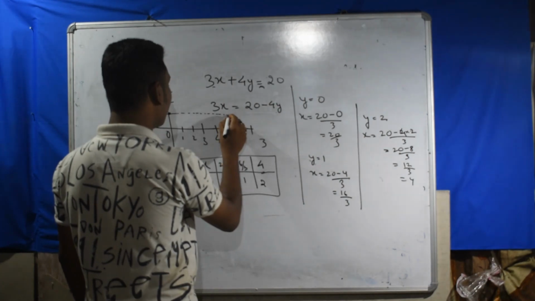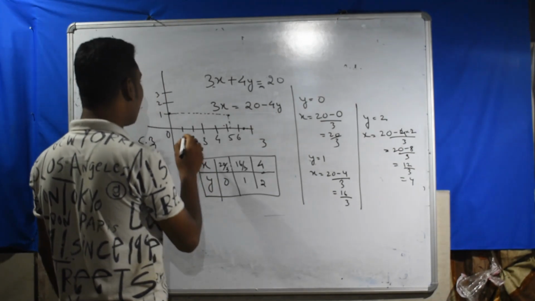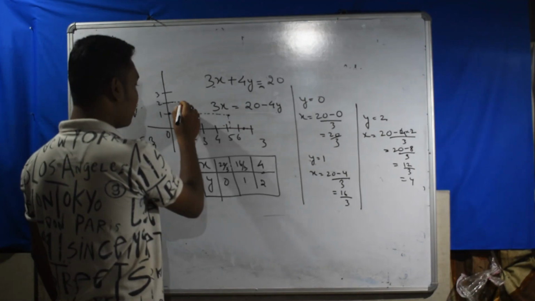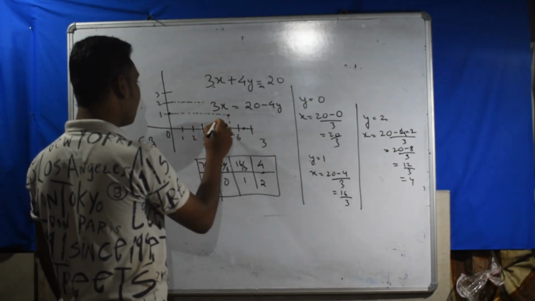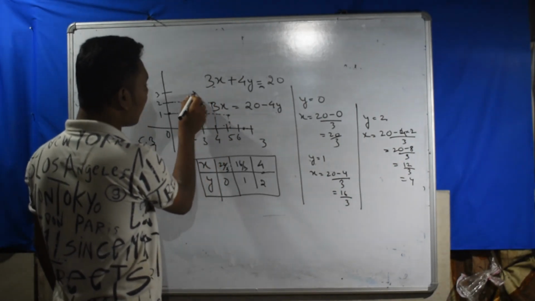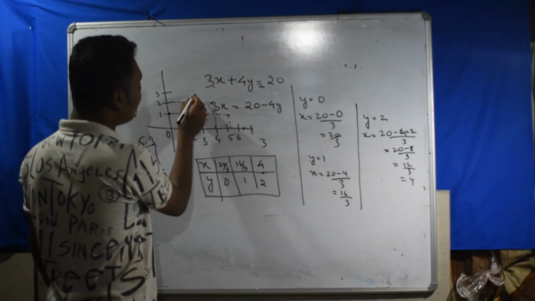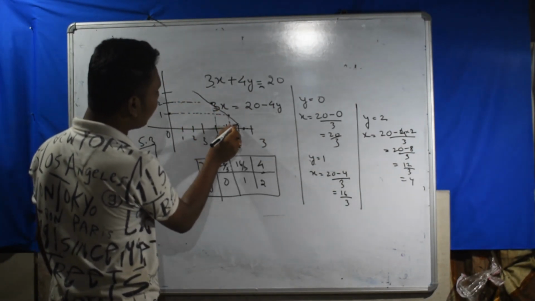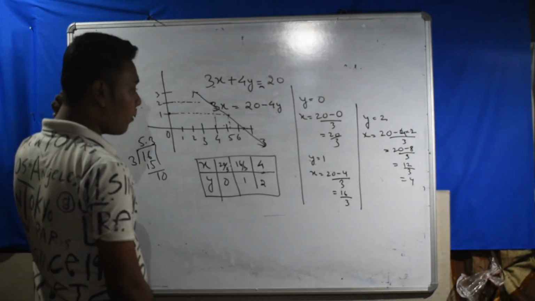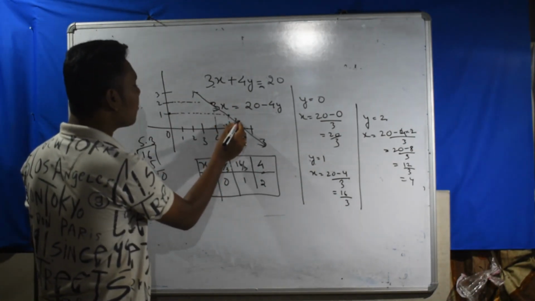It will be plotted here. So we got two points. Next, y is equal to 2, x is equal to 4. I got it here. So I got a straight line. If you see it on graph paper, you will see a straight line like this. This is the graphical solution of the equation 3x plus 4y is equal to 20.